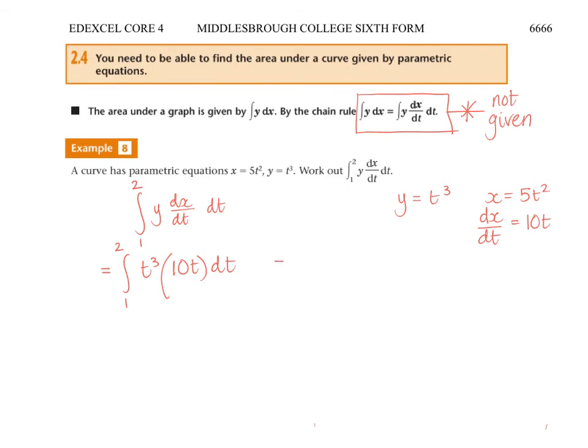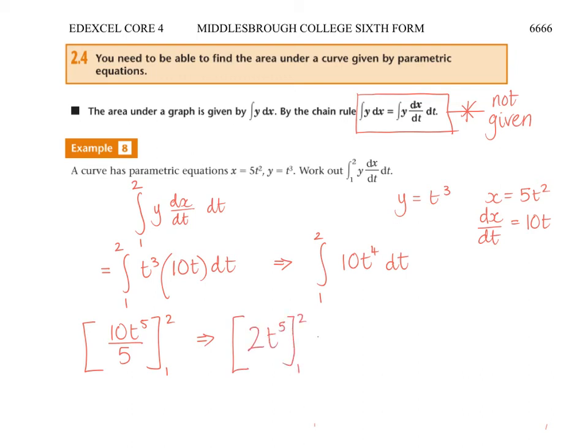We simplify that first of all. That gives me the integral between 1 and 2 of 10t to the 4, with respect to t. So we integrate, add 1 to the power, divide through by the new power, in between 1 and 2. This simplifies to 2t to the 5 in between 1 and 2. Upper limit first: 2 times 2 to the 5 minus 2 times 1 to the 5, the lower limit, and that's 64 minus 2. So we've got an area under the curve of 62.